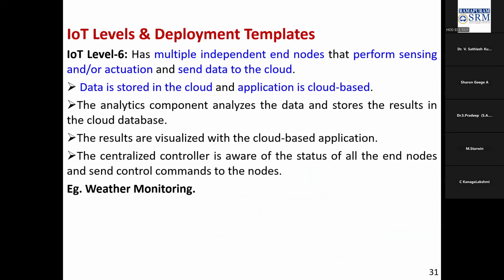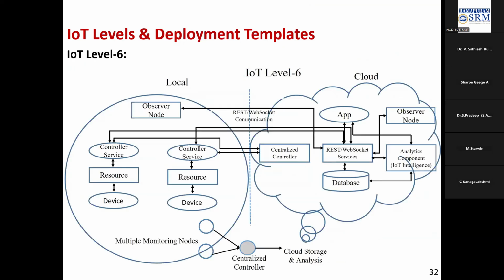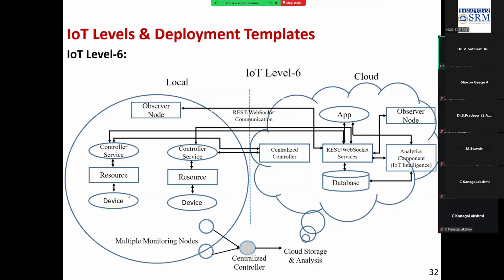So in level 6, what do we do? We have multiple nodes. All these nodes are going to gather the information or do some actuation. The local analysis will not be done here. All this acquired data will go to a centralized controller which is available on the cloud side. In the cloud side, you have a centralized controller. It is not on the local side.